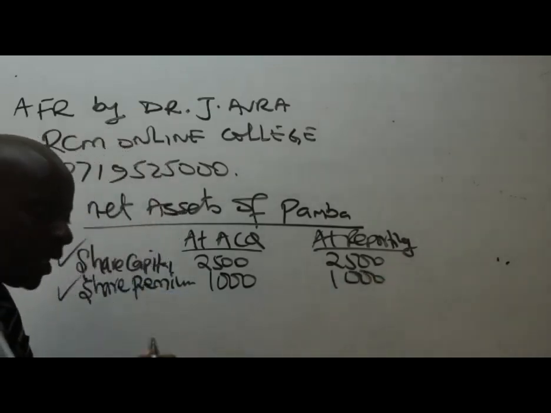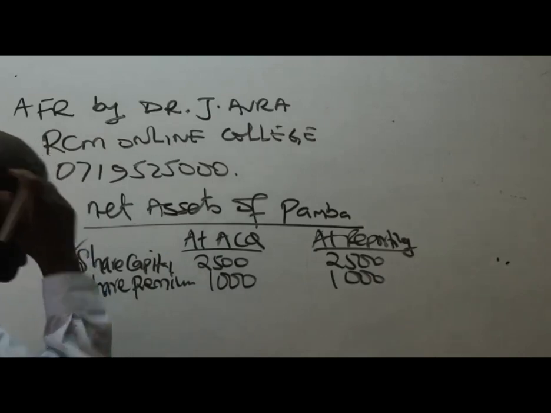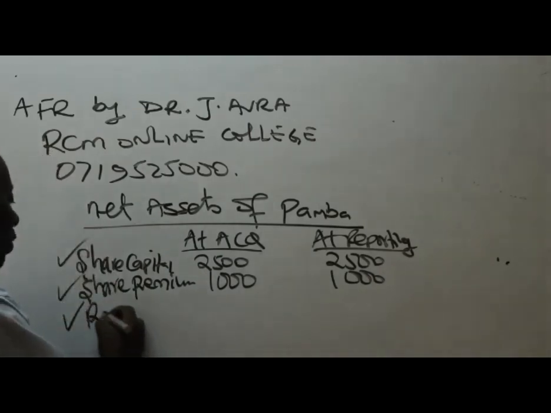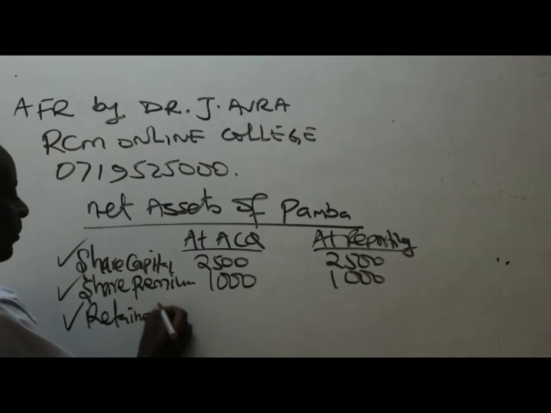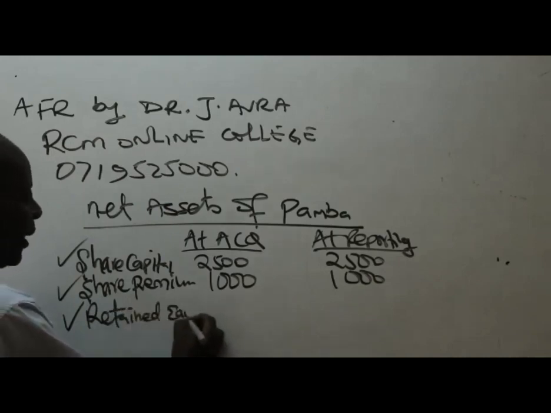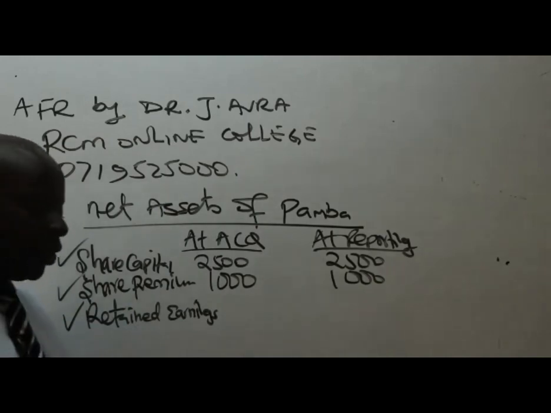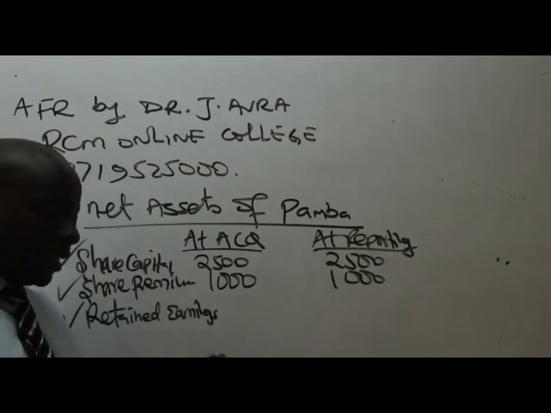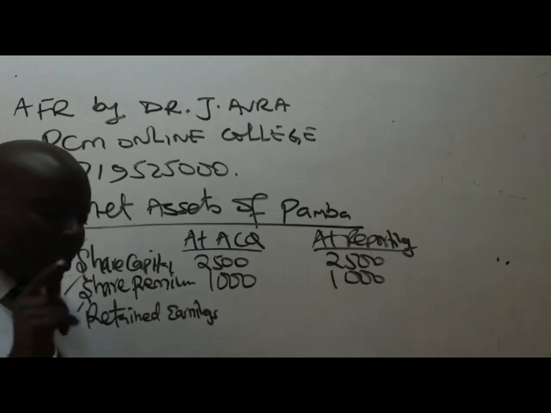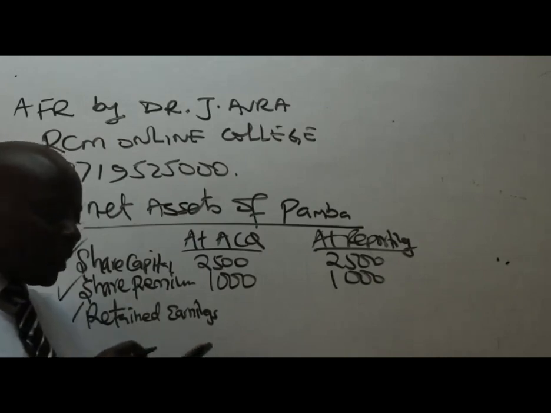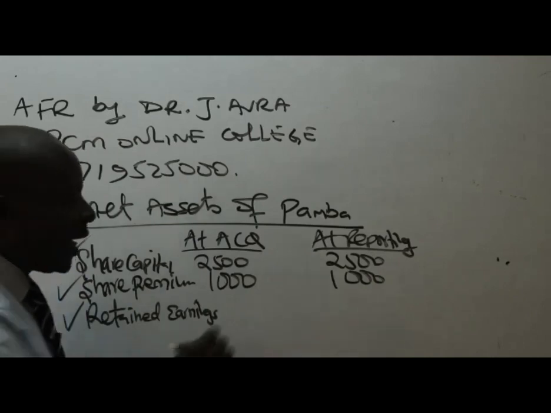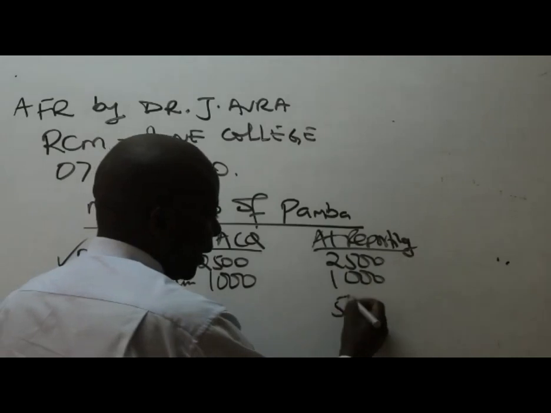The other component under net assets here will be known as what? Retained earnings. Retained earnings, of course, I expect some changes. So what do we have? Retained earnings, ladies and gentlemen, I can see at the financial reporting date. At the financial reporting date, Pamba had retained earnings of 5250.